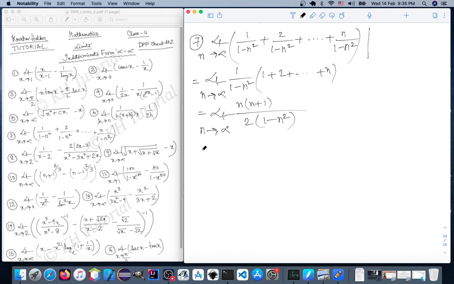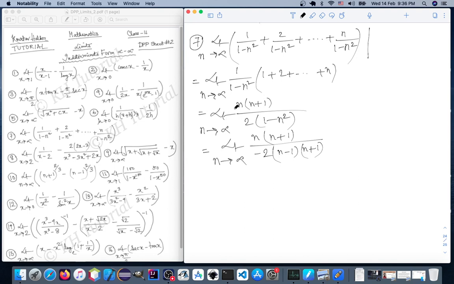Okay, so this becomes minus 2 (n minus 1)(n plus 2). So 1 minus n square is (1 minus n)(1 plus n), and we have rearranged 1 minus n, taken the negative outside, and we got n minus 1.